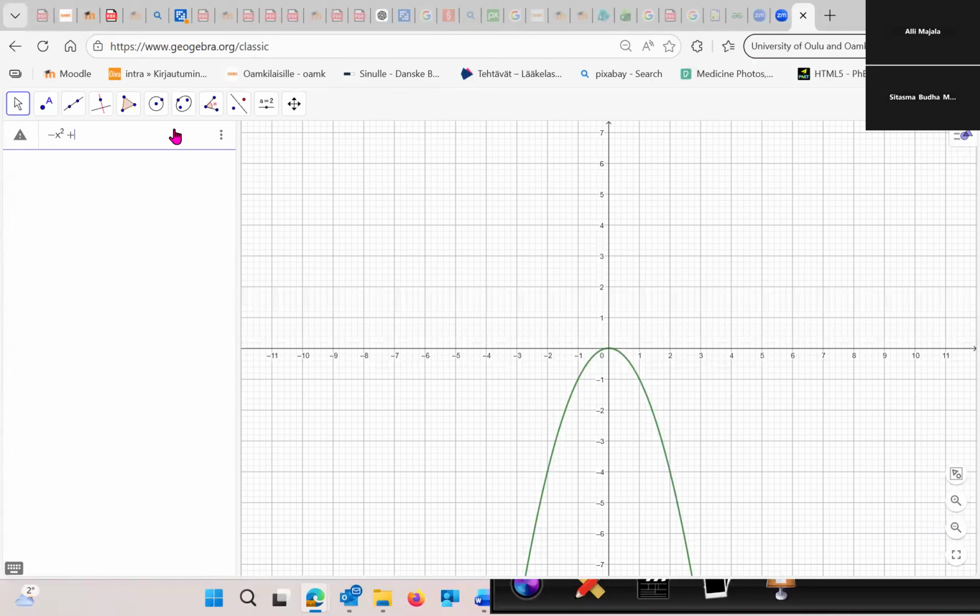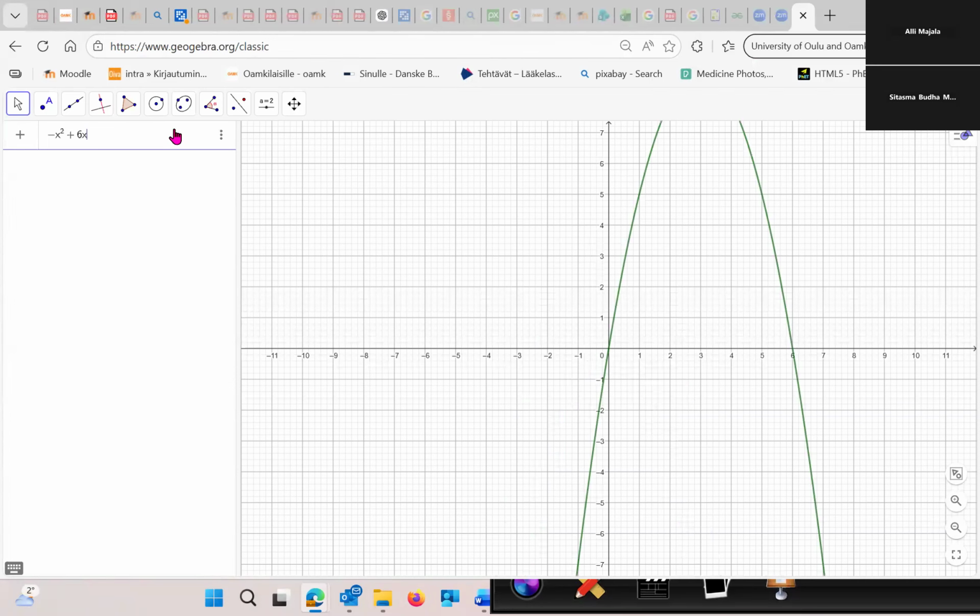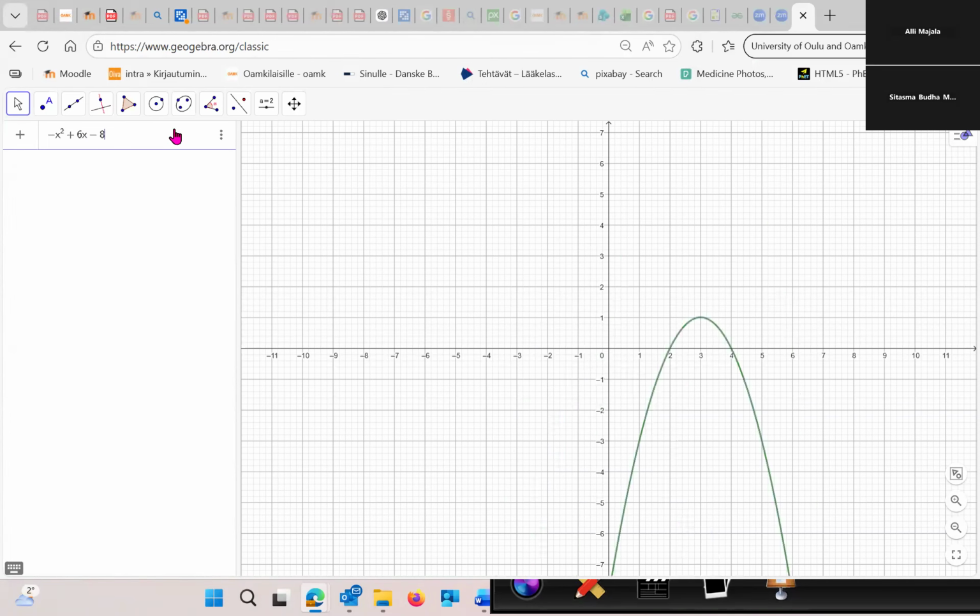Plus, have you been using GeoGebra or something like this on this course? Are you familiar with using these kinds of tools now?